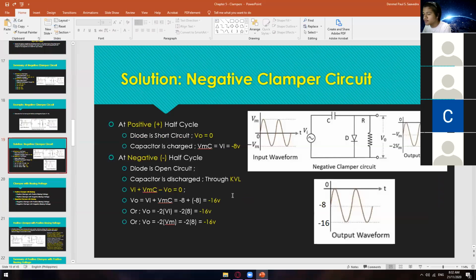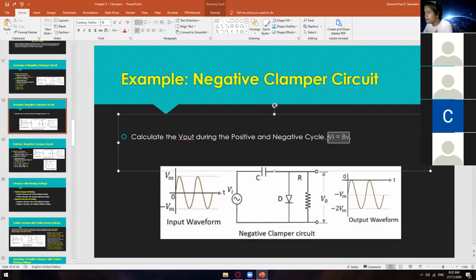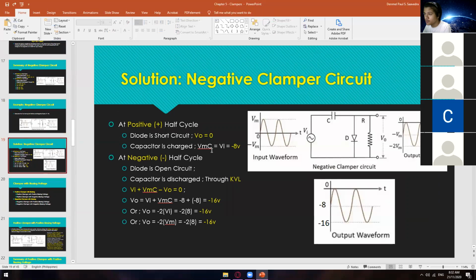So let's go here, the negative clamper circuit. Another example: calculate the V out during the positive and negative cycle, wherein we have a voltage input of 8 volts. Here's the solution for this one. During the positive half cycle, the diode is short circuit. Again, I repeat, you must always start in a cycle wherein we'll be having a short circuit or a closed loop, because if we have a closed loop, our capacitor will be charged. That's the first step that we are looking for.